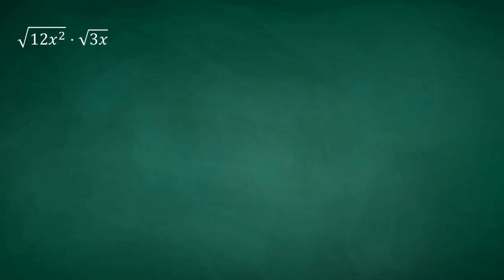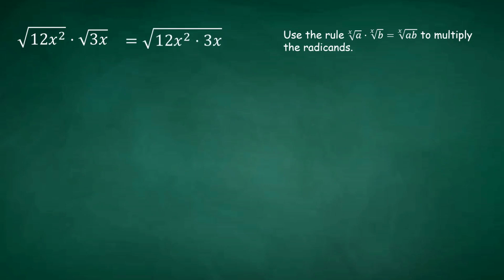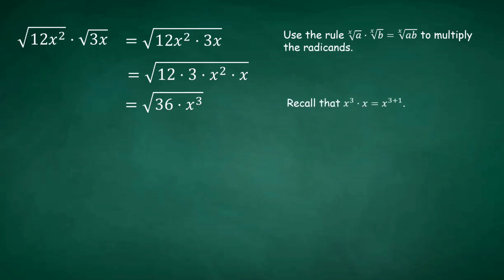Square root of 12x squared times square root of 3x. In order to solve this example, we need to use the rules to multiply radicands. We can rewrite this expression as square root of 12x squared times 3x, and then multiply them. 12 times 3 times x squared times x. So 12 times 3 is equal to 36, and x squared times x is equal to x cubed. Just recall the rules of multiplying exponents.